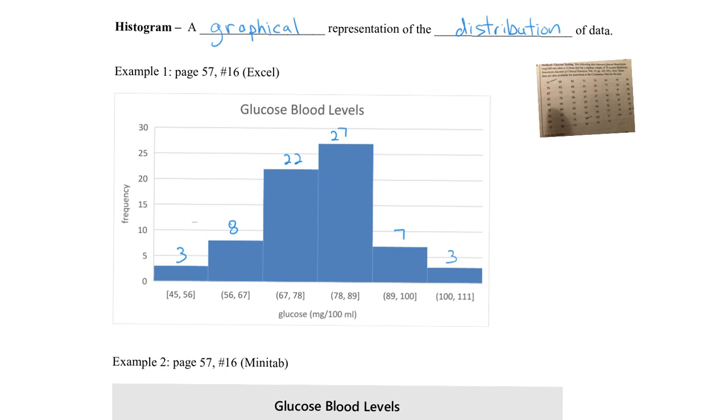So it's good to look at Excel, because Excel is everywhere. A lot of you will end up using Excel. And this is the way an Excel histogram looks.